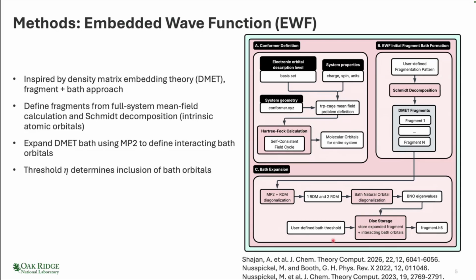There will be some user-defined bath threshold here that determines which set of natural orbitals from this MP2 diagonalization you're keeping. And then those will be combined with your fragment and a bath to give a set of embedded wave function clusters or embedded wave function fragments, which will be written out to these fragment.h5 files. So you'll have one of those for each atom.